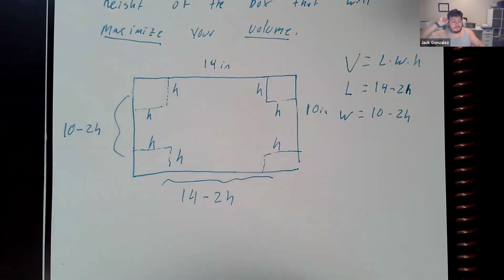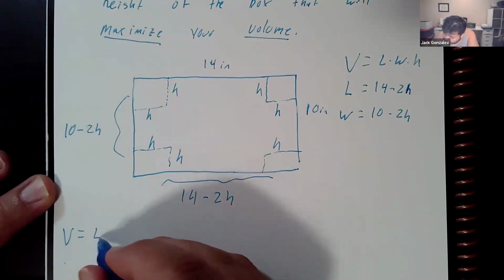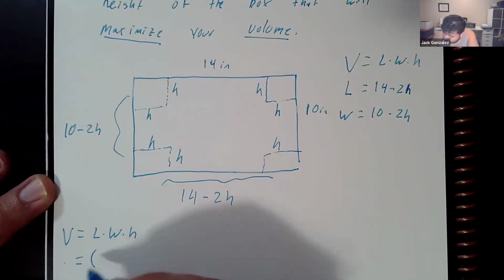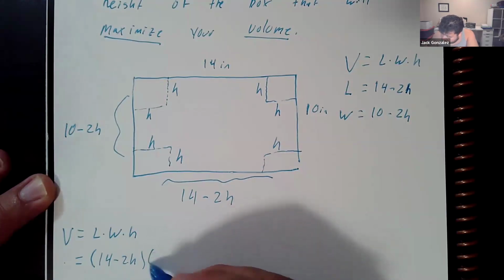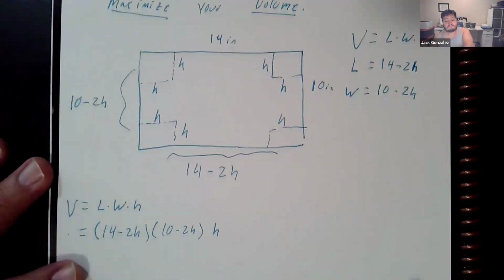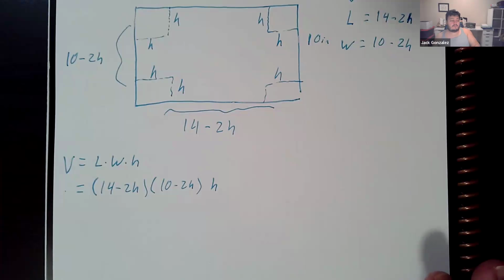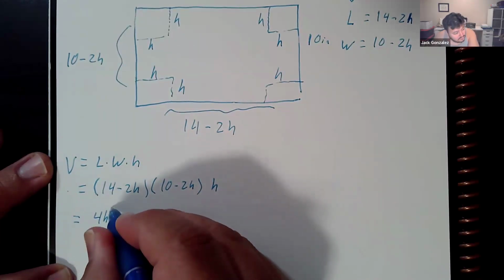Okay. So that tells us that we can get the volume formula into one variable. Pretty cool. So the length is 14 minus 2h. Width is 10 minus 2h. And there's my other h. Multiply all that out, and you should get a cubic equation. I'm going to skip that step because I believe y'all can multiply.